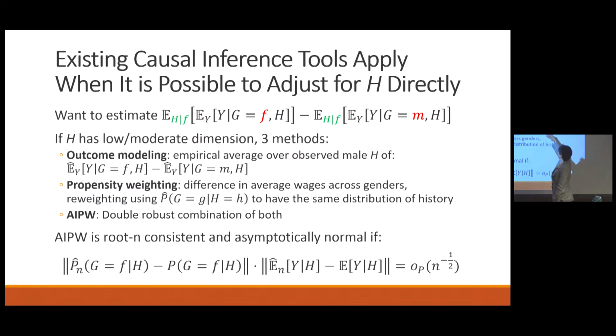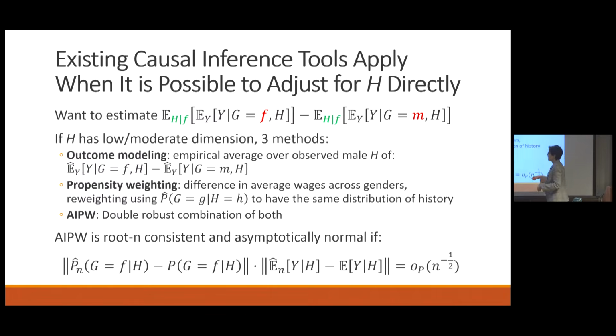One is outcome modeling. We literally just estimate this regression function. We take the inner expectation and use supervised learning to estimate it. Then once we've got the inner expectation, we can reweight by the female histories, and we'll be done. The second is propensity weighting. I can take the actual female wage data I have and the actual male wage data I have, and reweight it so that the distributions of histories match. It's kind of like transfer learning, and then look at the difference.